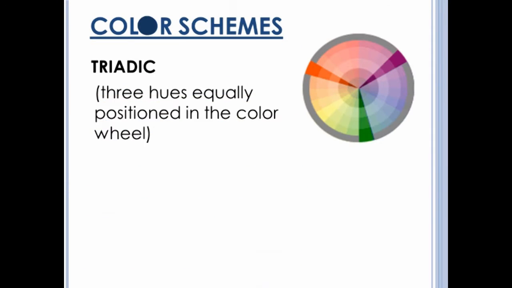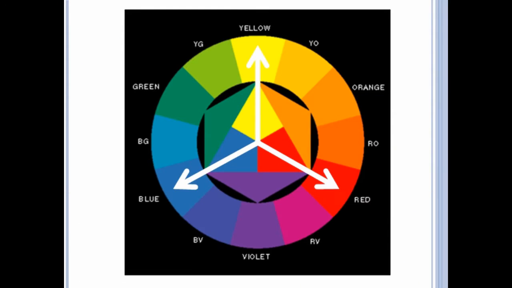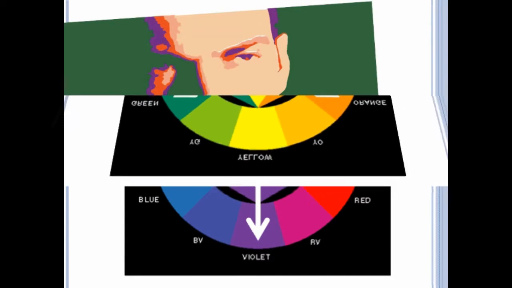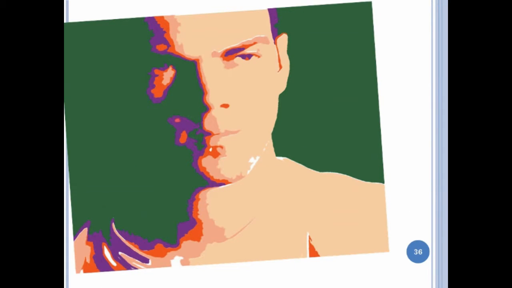Finally, the sixth color scheme is called triadic. This combines three colors that form a triangular shape on the color wheel. For example, red, blue, and yellow are triads. Orange, green, and violet are triads. Here are examples of materials using this combination.